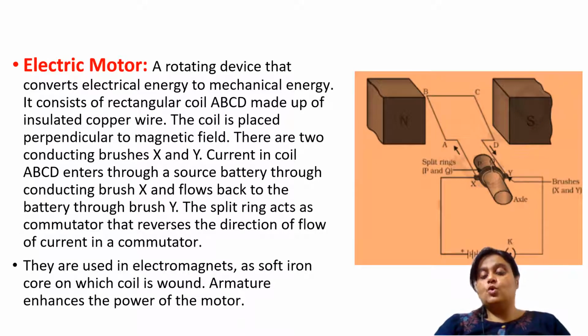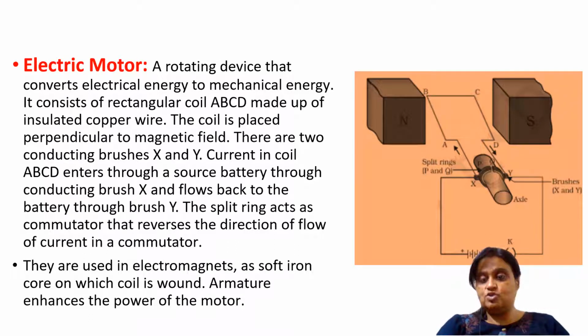If you see the picture given inside your book as well, what is this? There's a coil ABCD. The rectangular coil is kept between the magnetic field, N and S, meaning the North Pole and South Pole. And can you see in the picture there are half rings over there? The half ring is called the split ring, which is also called the commutator. In some places you will find the word commutator. So commutator and split ring mean the same.